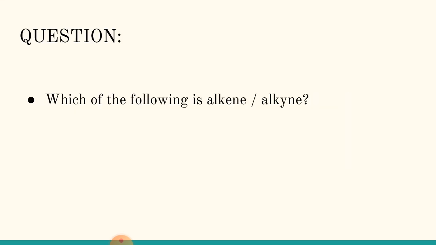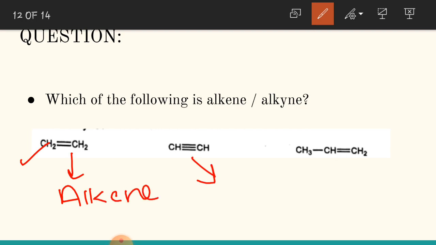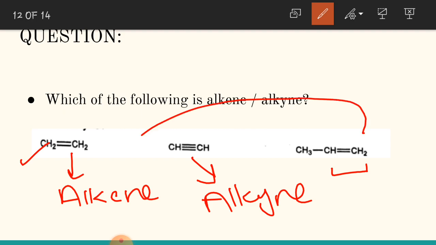So which of the following is an alkene or alkyne? In the first example, you may see the presence of a double bond, so therefore it is an alkene. In the second case, there is a triple bond between two carbon atoms, so therefore it is an alkyne. In the third example, you may easily see the presence of a double bond between these two carbon atoms in the propene, so therefore it is an alkene.